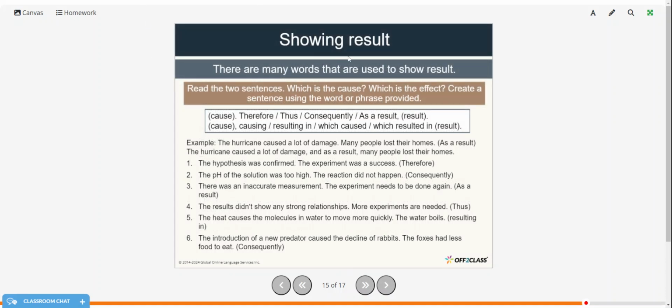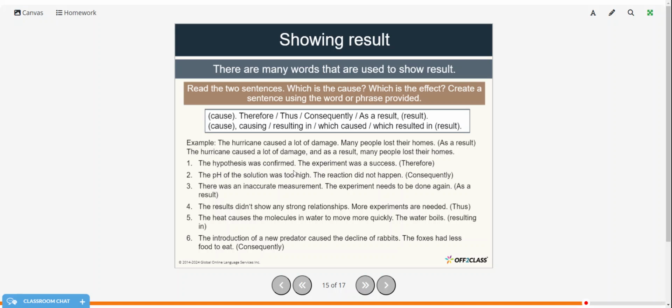There are many words that are used to show result, and so read the two sentences, which is the cause, which is the effect, and then create a sentence using the word or phrase provided. So cause words, therefore, thus, consequently, and then as a result, and then cause, causing, resulting in, which resulted in. So, example, the hurricane caused a lot of damage. Many people lost their homes. As a result, the hurricane caused a lot of damage, and as a result, many people lost their homes.